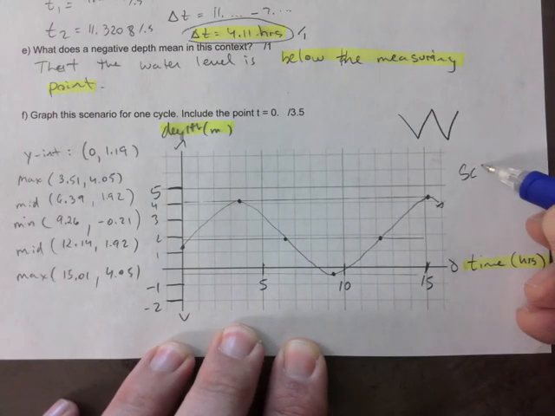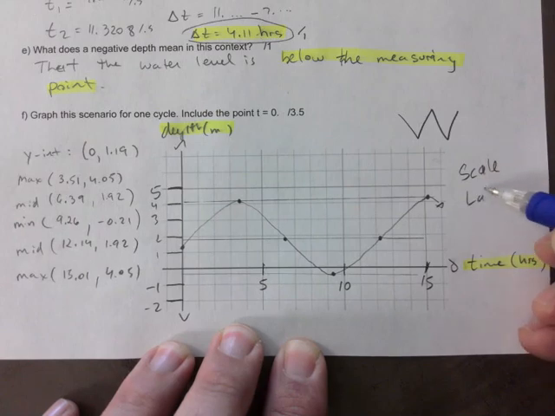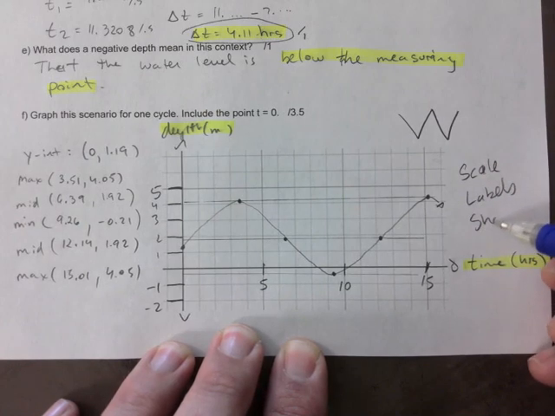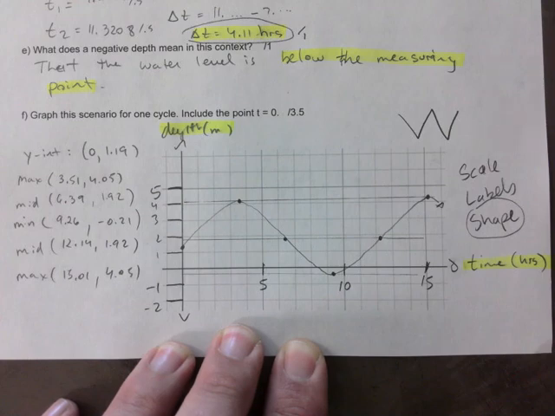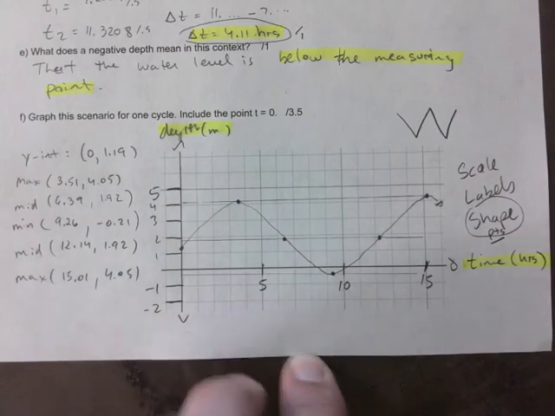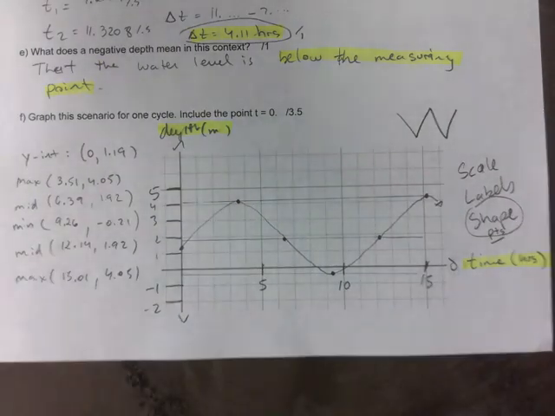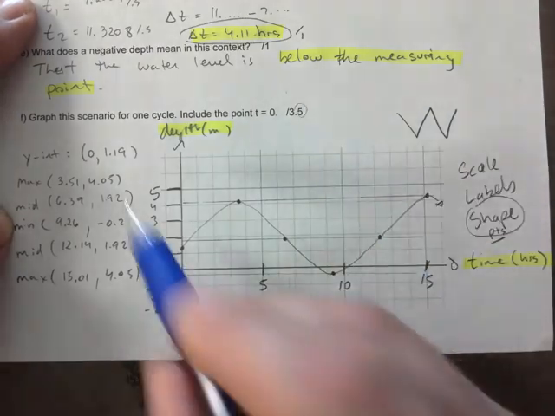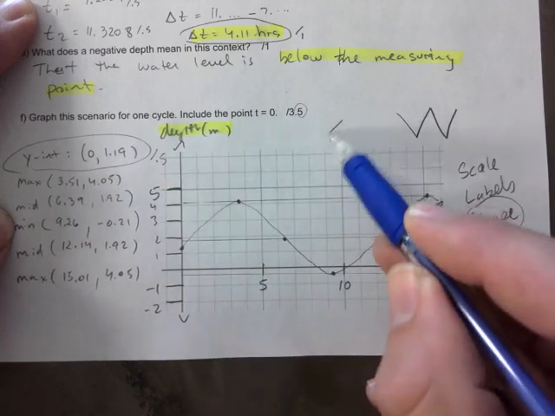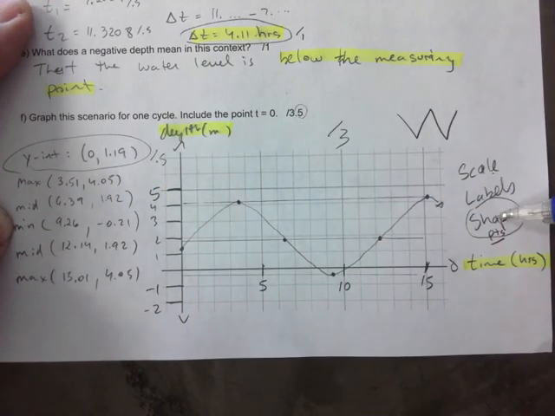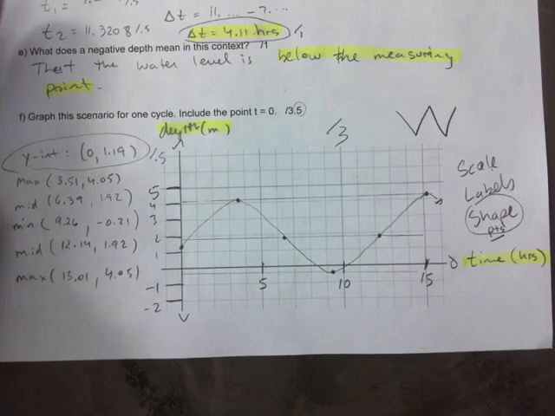So scale, labels, shape. And by shape, it means the points are where they're supposed to be. That's how the province looks at it. Okay, so the points need to be where they're supposed to be. What's the half doing there? It's this. That is my half mark. And then the graph itself is 3 marks, and I take into account these 3 items here.